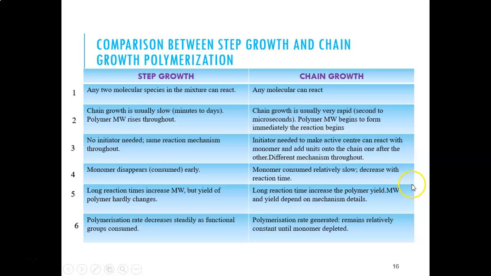Okay, I think that's all for the introduction. We will proceed with free radical polymerization.